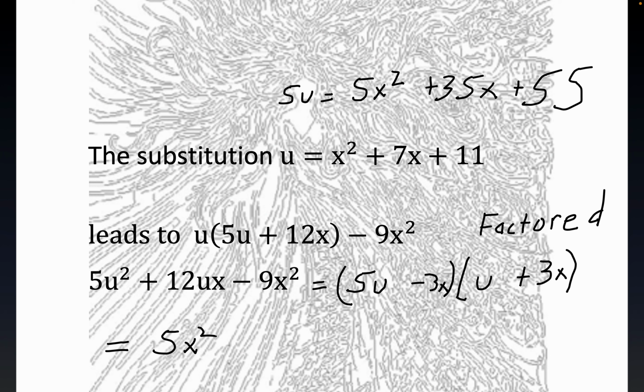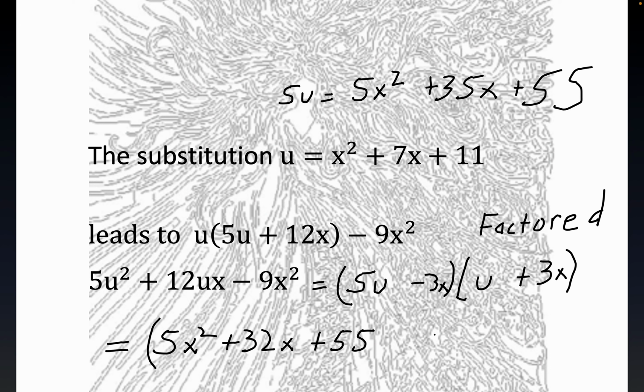Again, this is factored, but we want to get it in terms of x. So 5 times u is 5x squared, 5 times 7 is 35, but we have minus 3x here, so this will be plus 32x. Isn't that neat how this works out? So that's 32x. And again, 5u has a 55 right here, so we'll have plus 55.